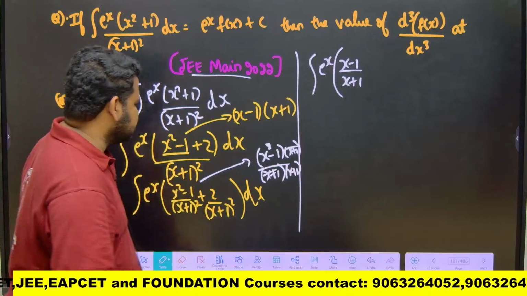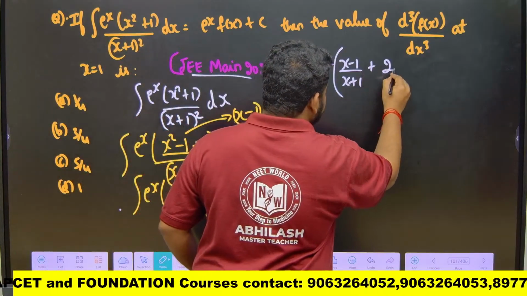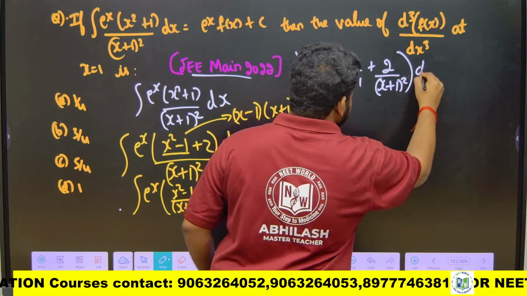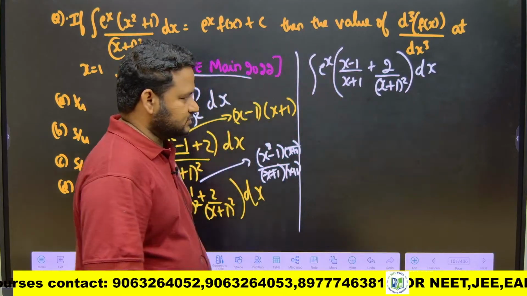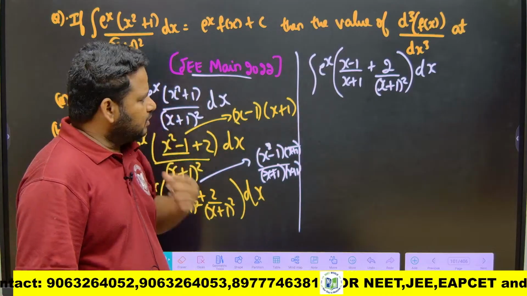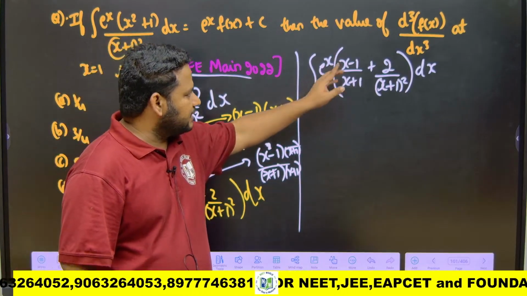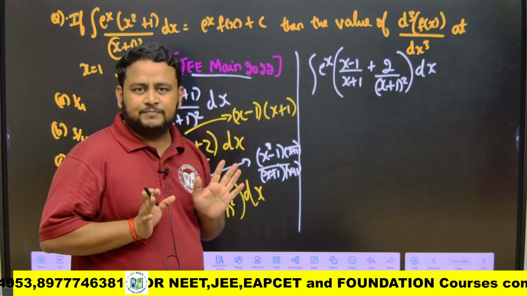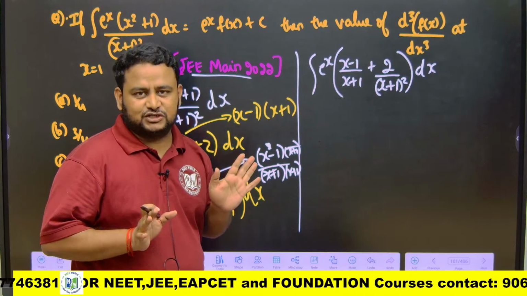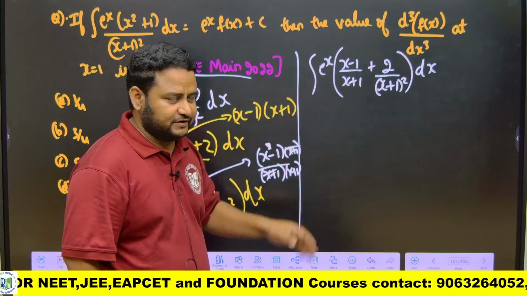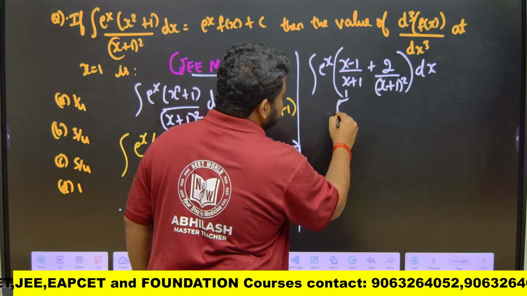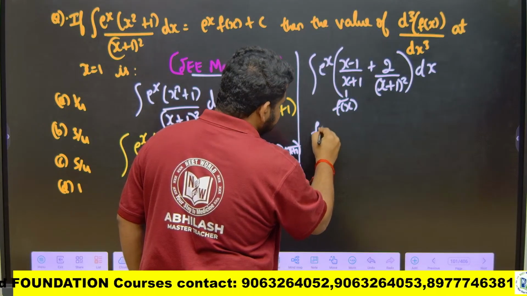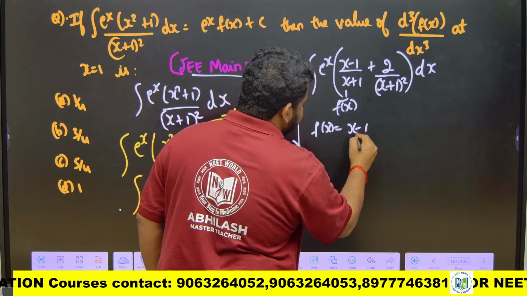Now let us write the next thing: plus 2 by x plus 1 whole square dx. So this is the function we have got. Now directly I will write e power x, x minus 1 by x plus 1 plus 2 by x plus 1 whole square. Already I got the form e power x f of x plus f dash of x, but if you are not able to see it, let me solve it. I will say that this is f of x. Let me tell you, f of x is x minus 1 by x plus 1.